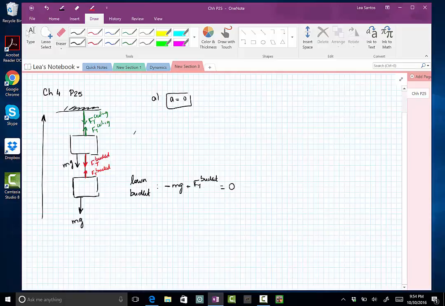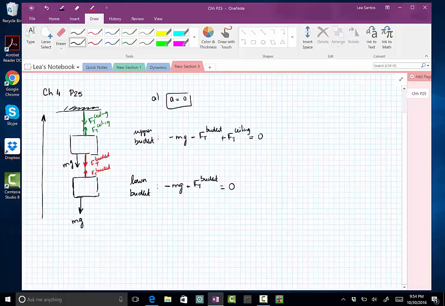Let's go to the upper bucket. For the upper one, what do we have? Well, pointing down, we have mg. Also pointing down, we have the tension between the buckets. And pointing up, we only have the tension between the top bucket and the ceiling. And this is equal to 0 because they are at rest.